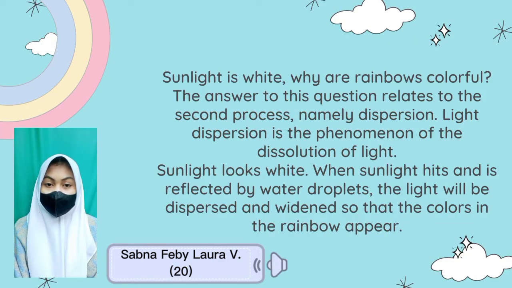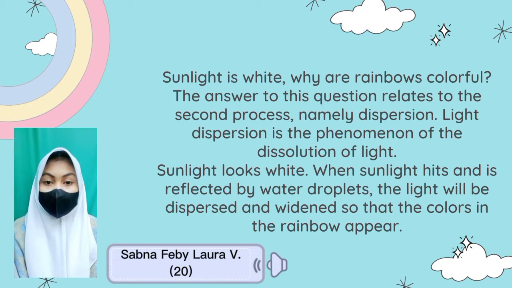Sunlight is white. Why is a rainbow colorful? The answer to this question relates to the second process, namely dispersion. Light dispersion is the phenomenon of the dissolution of light. Sunlight looks white when sunlight hits and is reflected by water droplets. The sunlight will be dispersed and witnessed so that the colors in the rainbow differ.